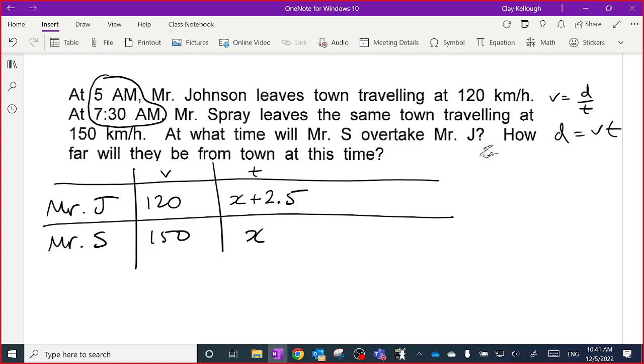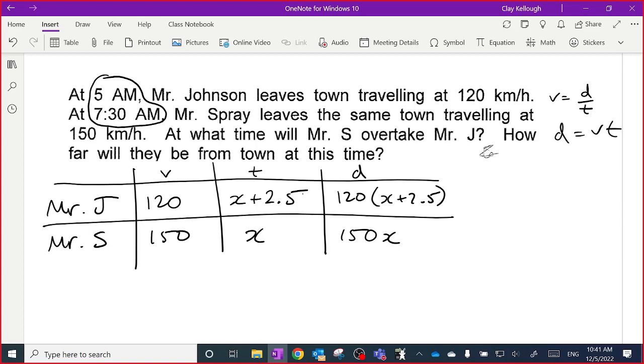Now, why did you add the 2.5 to Mr. J? He's the one that started earlier. Because to make these 2 numbers equal to each other, you'd have to add the 2.5 to the person who started out earlier. You could do it as a subtract if you wanted to, but I like this one. You could put minus 2.5 down there if you'd rather. So here we go. There is the time, and of course, distance is speed times time. So this is 120 times x plus 2.5, and this is 150 times x.